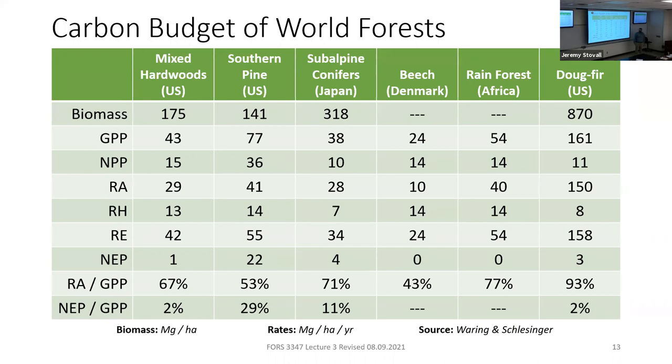So what do you look at on here? Yeah, you could look at biomass, right? That's what's out there standing right now. This is what you're putting on a log truck, right? So what do you end up going and buying? Doug fir. Doug fir has way more biomass than any of these other ecosystems that we have data on. So Doug fir would be the answer, okay?